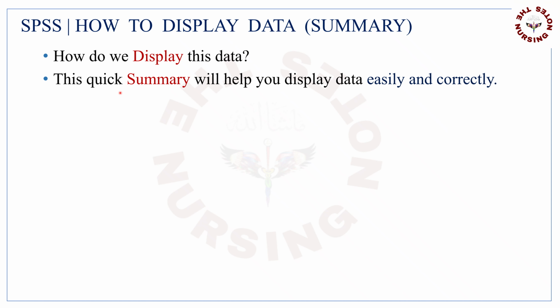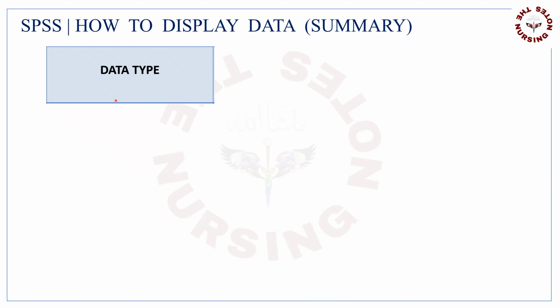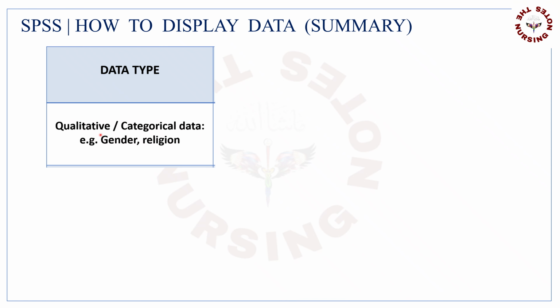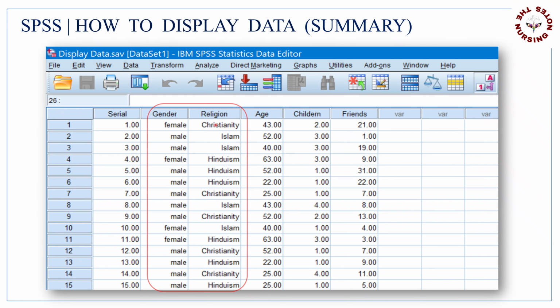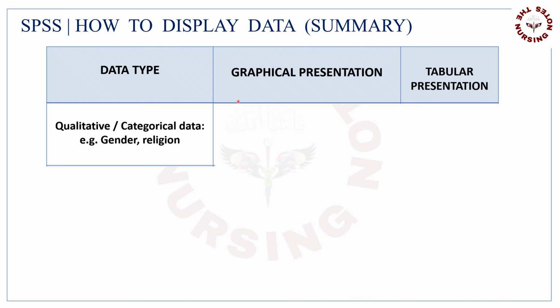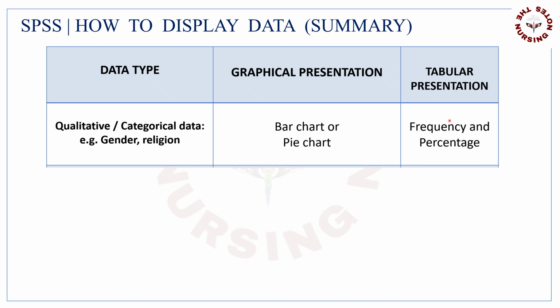This quick summary will help you display data easily and correctly. Let's start. If data is categorical or qualitative, for example gender and religion, for its graphical presentation, we can use bar or pie chart. For its tabular presentation, we can use frequency or percentage tables.